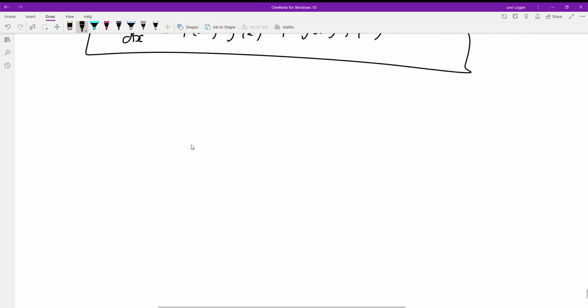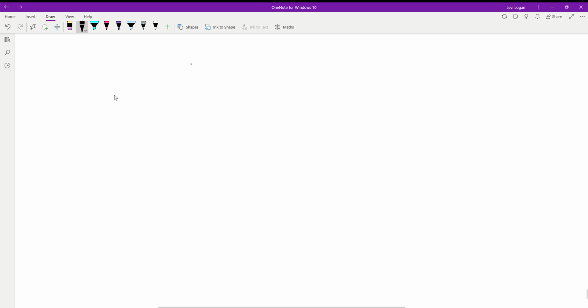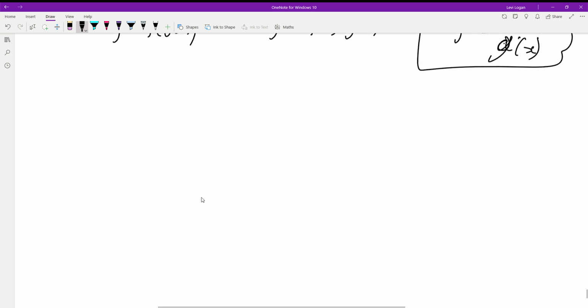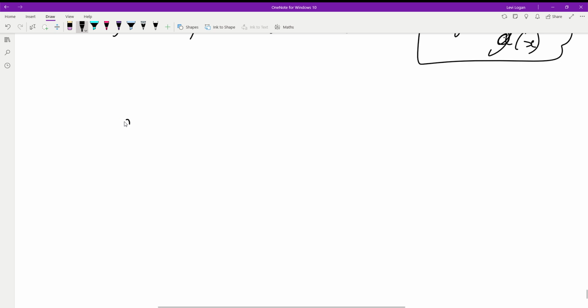Now, let's take a look at one last scenario. We've dealt with this scenario where we have a function inside another function. We've had this scenario where we have the product of two functions. But what about the quotient? So in other words, f(x) divided by g(x), or q(x). We're going to tackle this one. So this is what we call the quotient rule. Quotient rule is very similar to the product rule.